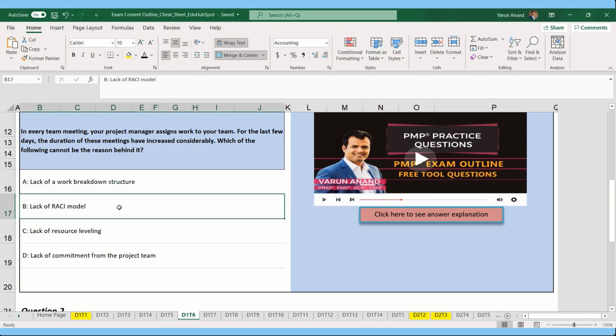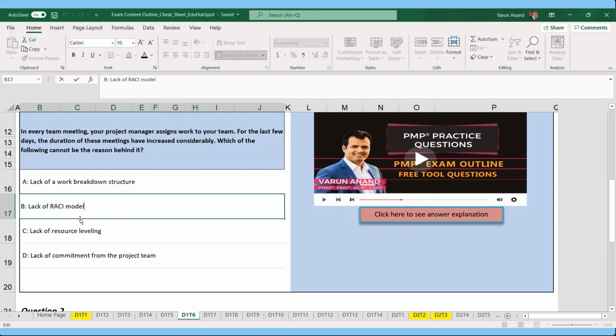Lack of RACI model. We just did what the RACI model is, right? So the RACI model actually showed it to you, like this is responsible, accountable. If you don't have a RACI model, of course these meetings can increase. So this should also be a wrong option.